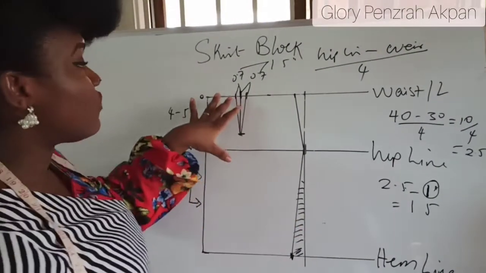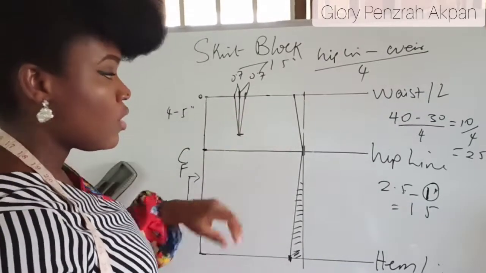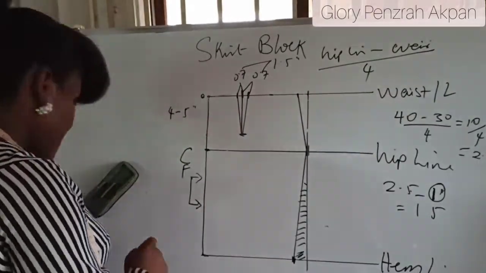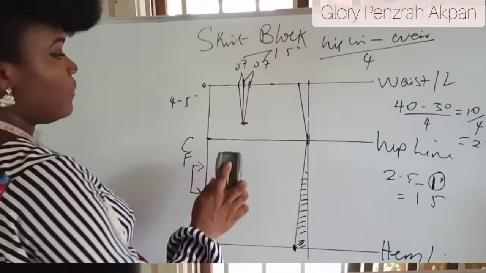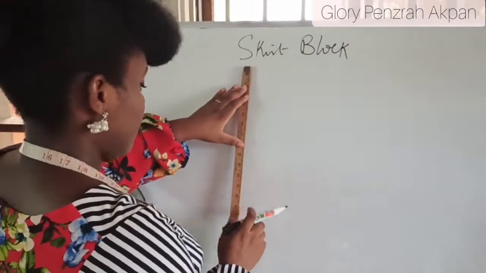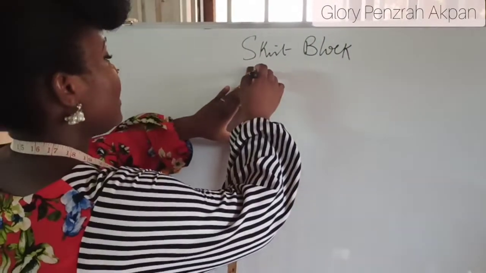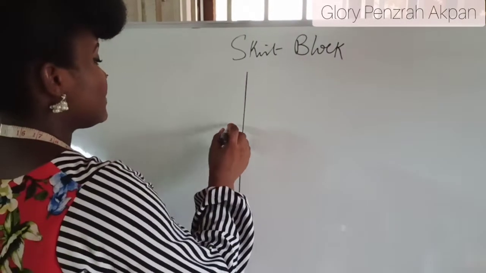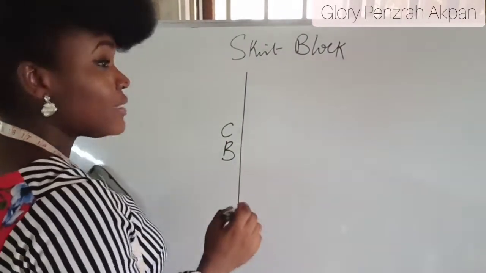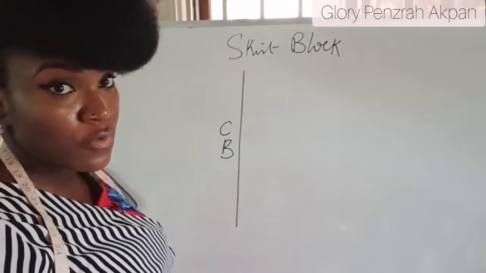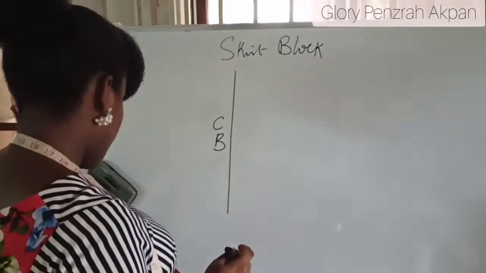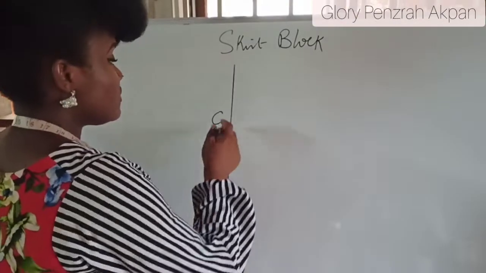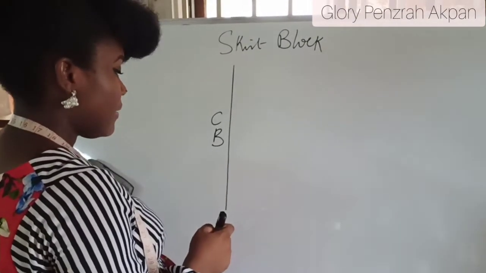So we are done with the front of the skirt block. We are going to go over to the back of the skirt block. To make the back block, we are going to rule a line once again, and we'll call that line the center back line. The center back line will not be placed on fold, just like we did in front, because we need to impute a zip at the center back.